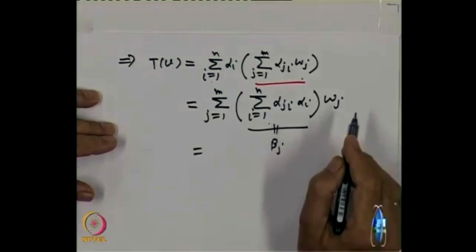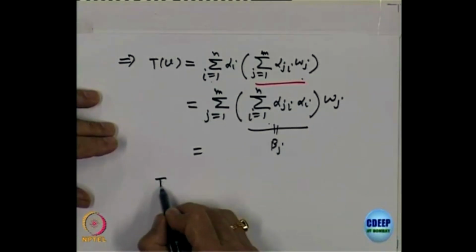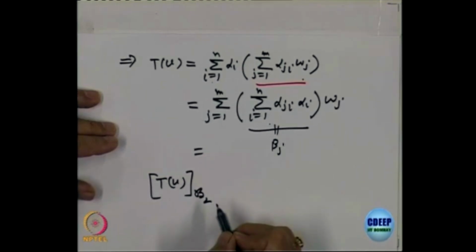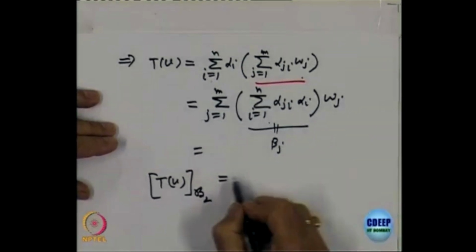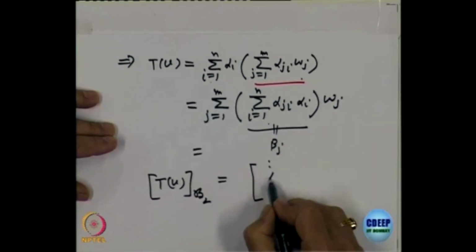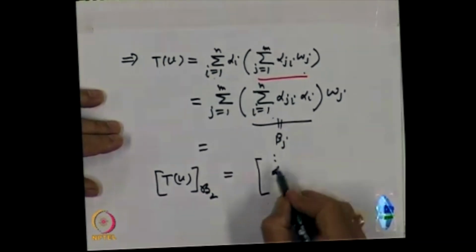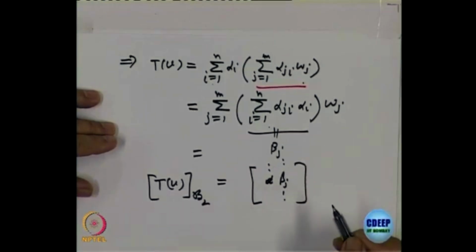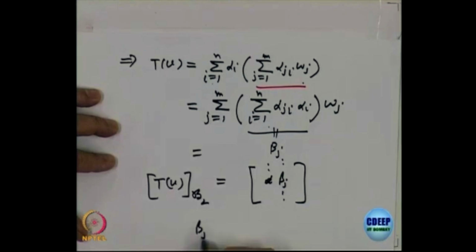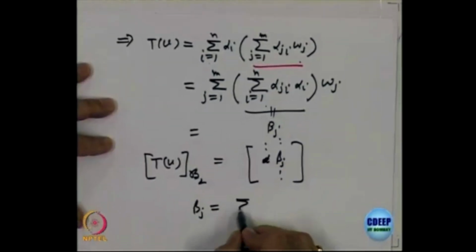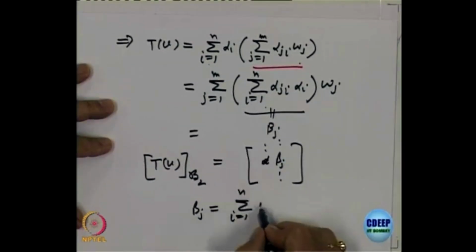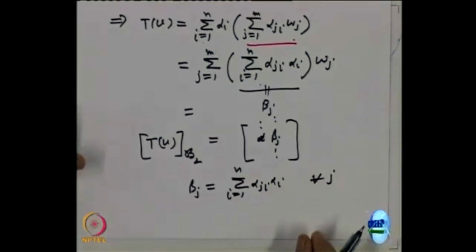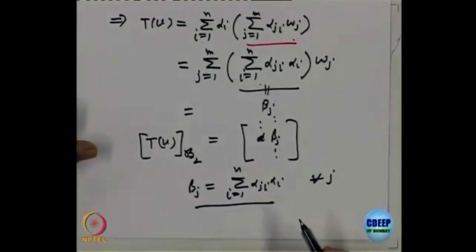That means this T of v, which is in w, its coordinate vector with respect to w must be equal to beta 1, up to beta j, up to beta m, right. So what is beta j? Beta j by definition is the sum over i equal to 1 to n of alpha j i alpha i, for every j, right. Do you recognize what this is?